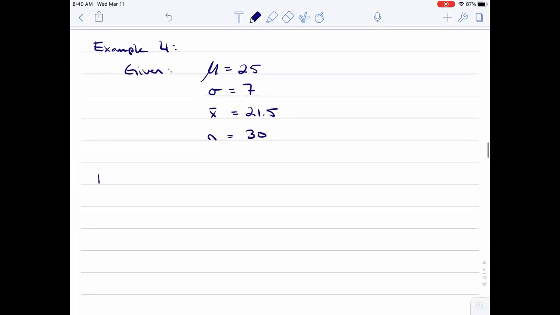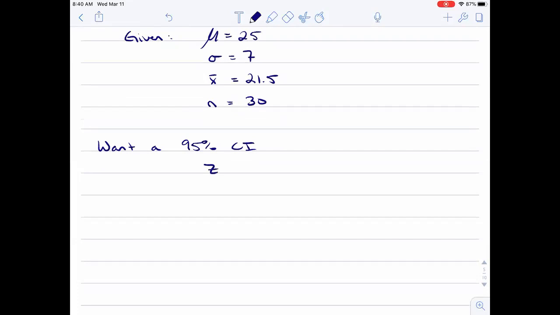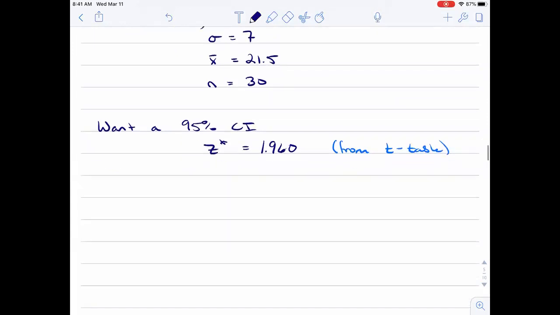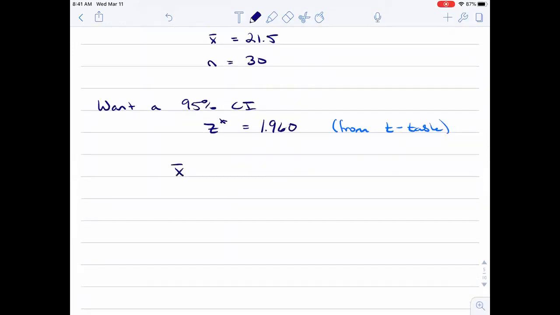So we want a 95% confidence interval, a 95% CI. So I'll say my Z star must be 1.960 from the T table. If it's in light blue, then you don't have to have it in as part of your answer. I'm just kind of guiding you. So these are all the things that we know and need, right? Because now we can construct our confidence interval, and it's on your formula sheet, right?